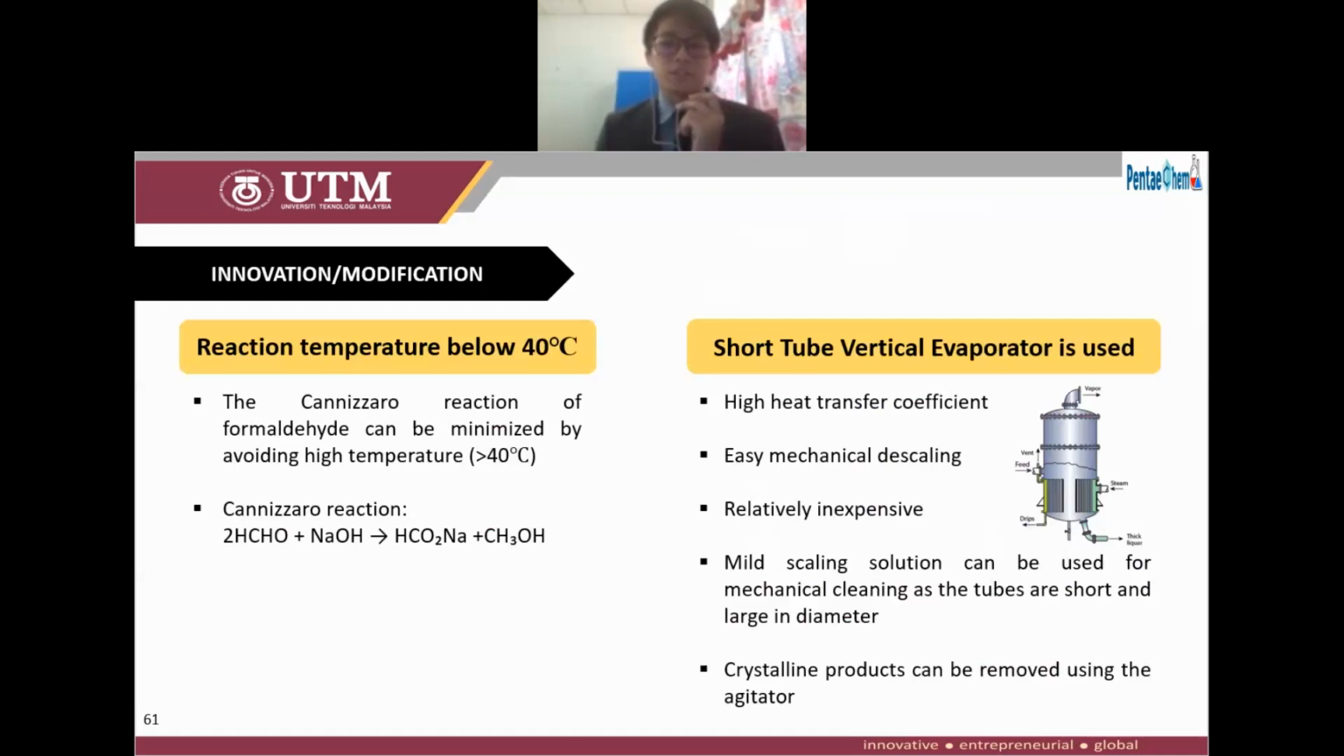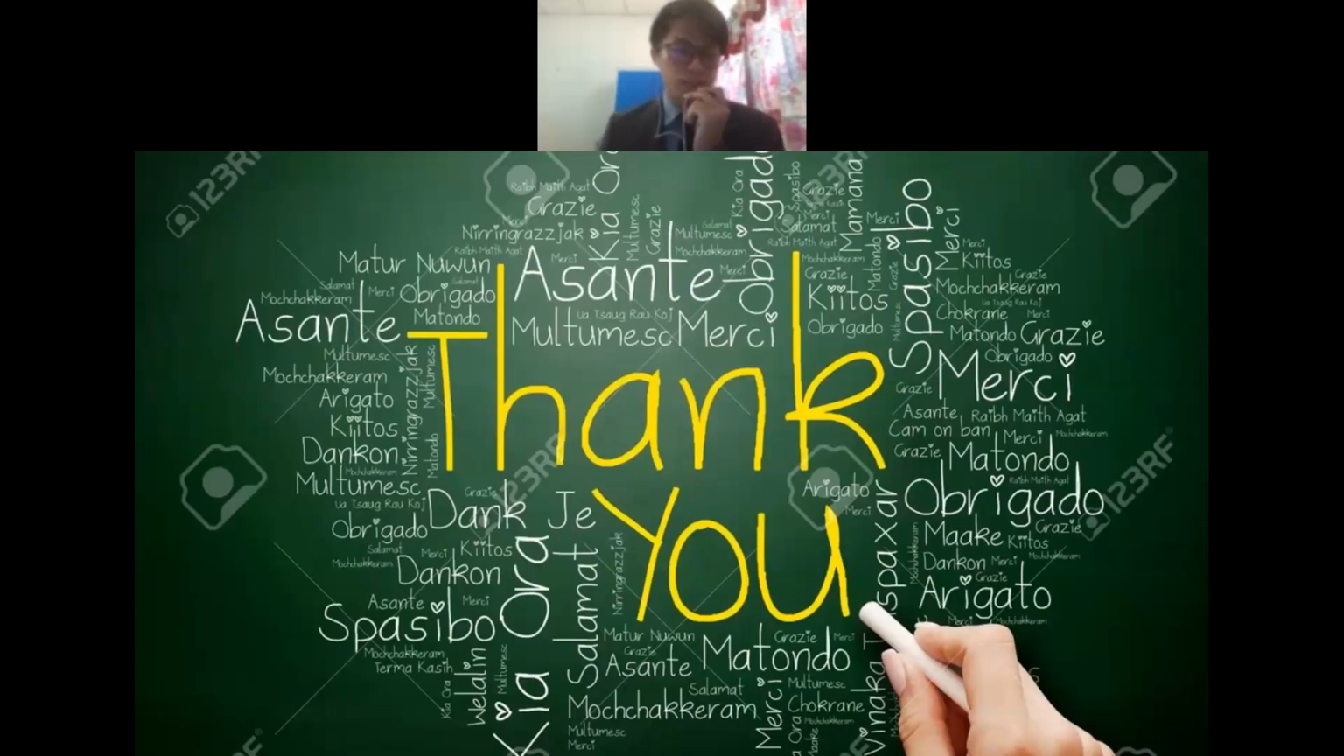Instead of using distillation column, we use short tube vertical evaporator. There are some advantages of using this type of evaporator. For example, high heat transfer coefficient, easy mechanical distilling, relatively inexpensive, can perform mechanical cleaning, and lastly, crystalline products can be removed using the agitator. So that's all for our presentation. Thank you for your time.